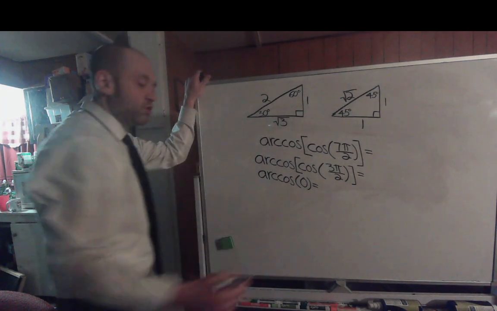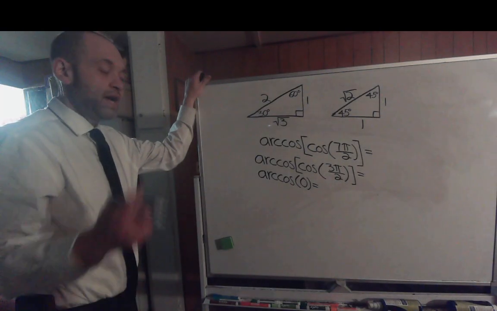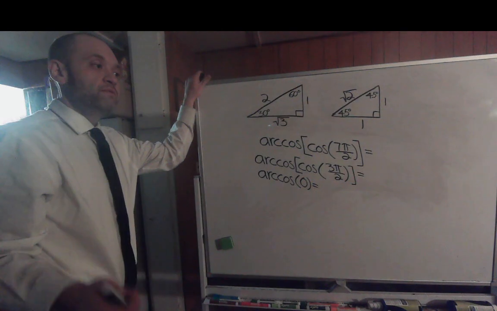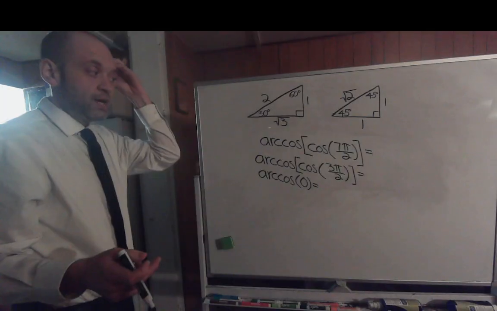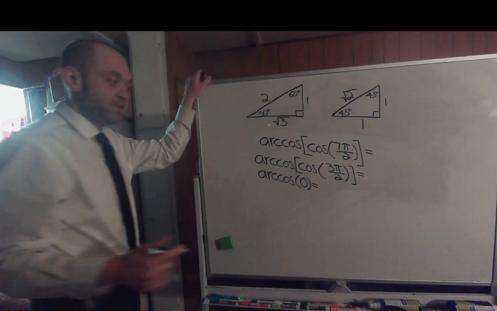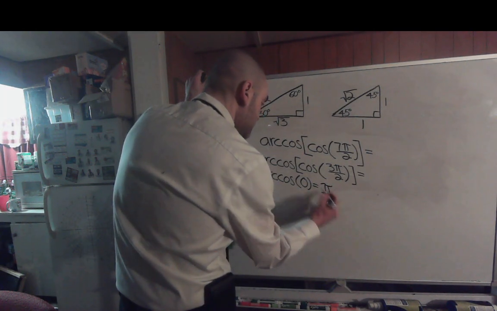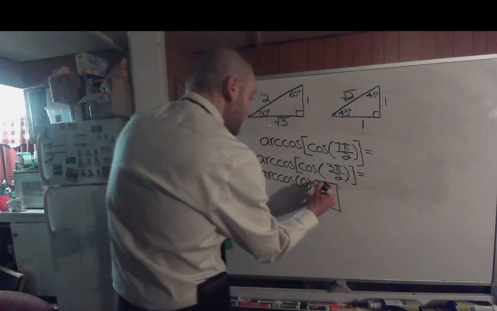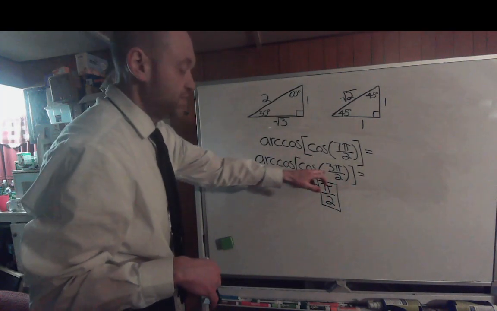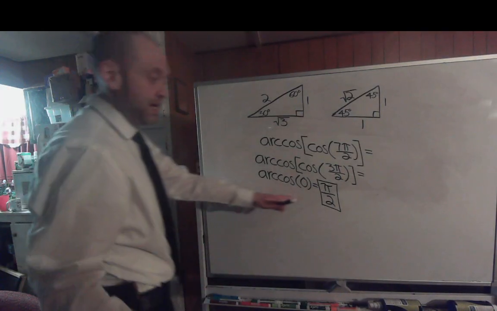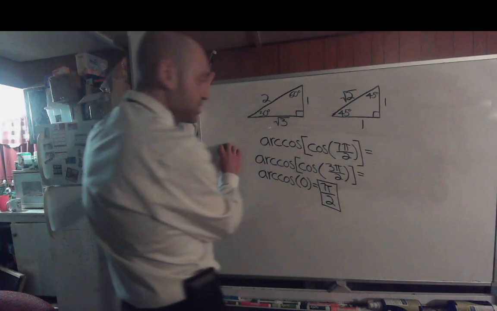Now, what angle produces a cosine of 0 within the range of the arc cosine function? The range being from 0 to pi, definitely going to be pi over 2, right? So the answer to this is actually going to be pi over 2. So sometimes you actually have to know your reference angles and know your domains of your inverse functions in order to solve these.